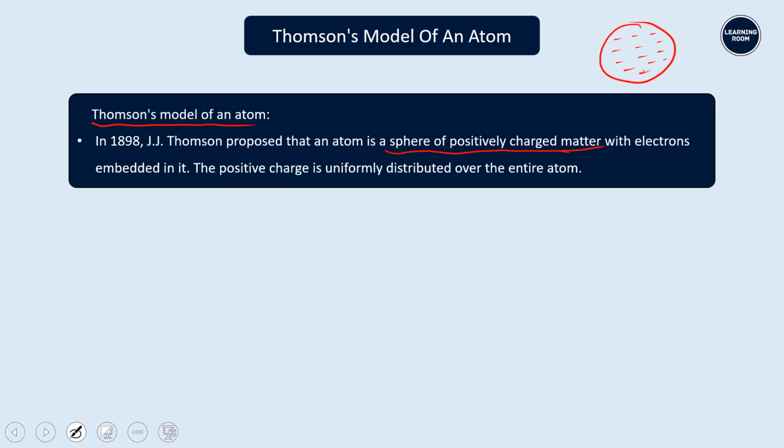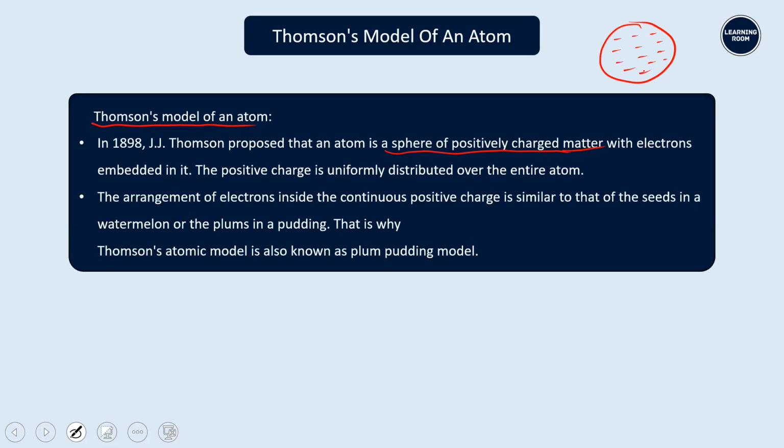So that's why sometimes it is also called the watermelon model, or sometimes they call it the plum pudding model. Right? Because the shape and the way things are arranged looks like that. The arrangement of electrons inside the continuous positive charge is similar to that of the seeds in a watermelon or plums in a pudding. That is why Thomson's atomic model is also known as the plum pudding model of an atom.